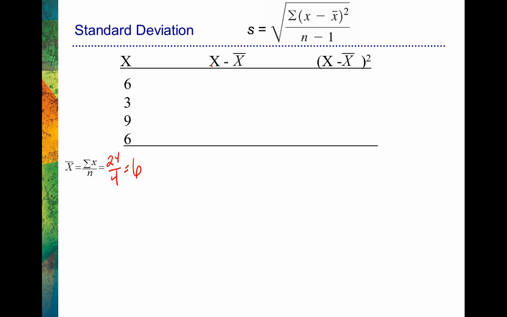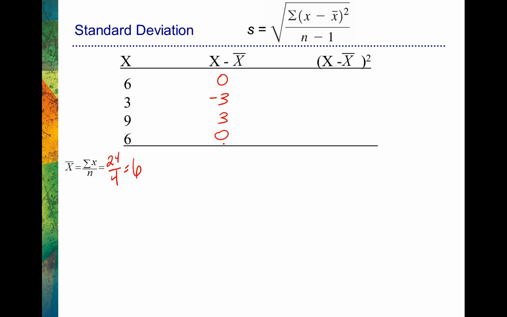Well, we need to subtract 6 from every single score. 6 minus 6 equals 0. 3 minus 6 equals negative 3. 9 minus 6 equals 3. 6 minus 6 equals 0. All right, well, this actually brings us to a point where we can check our work. If we are subtracting the mean from every single score, these deviation scores should always add up to 0. And you can see in this case they do. I usually focus on the positive numbers and the negative numbers to see if they cancel out. The only positive numbers that we have here add to 3. The only negative numbers add to negative 3. So they sum up to 0. So I know I'm on the right track.